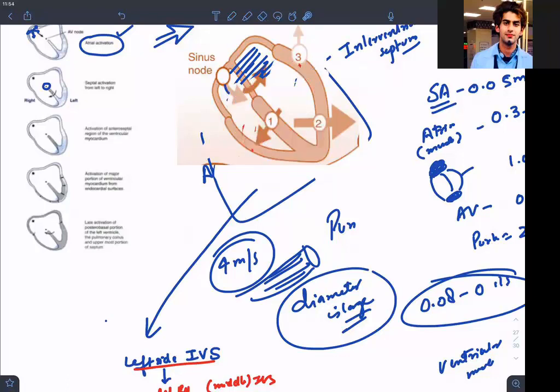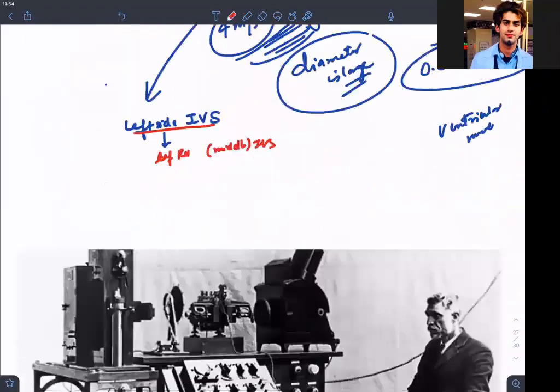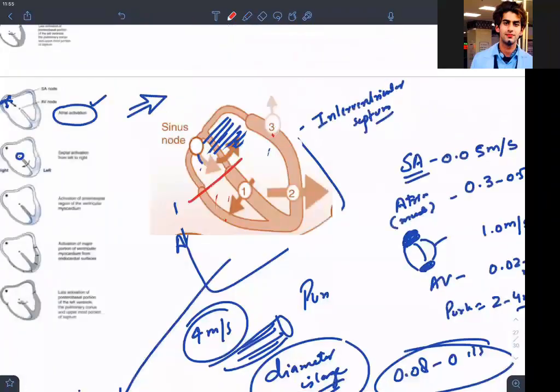Can we understand, or are we sleeping? This is the most fundamental principle of understanding the conduction system. Left to right in the middle of the interventricular septum, then it goes to the ventricular walls along this groove, which is called the atrioventricular groove. This groove is called the AV groove.